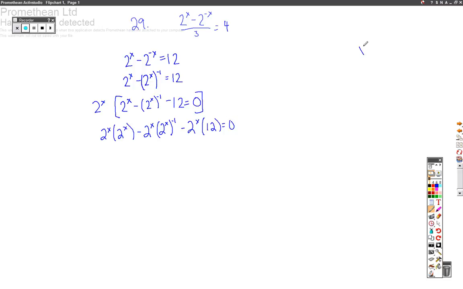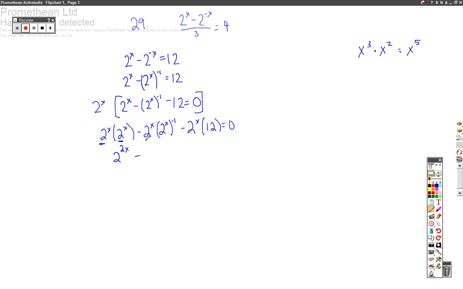Now, let me show you something. If I had x cubed times x squared, what would you do? You would add your exponents, x to the 5th. So I have the same base here and the same base here. This gives me the same base, 2 to the 2x. Are you okay with that? Because you're adding x plus x.